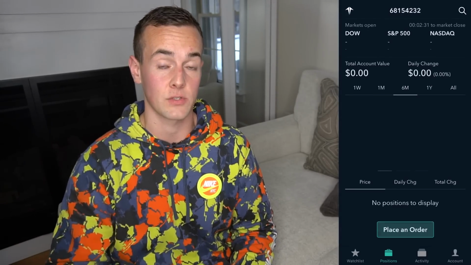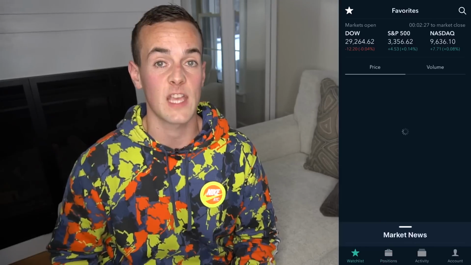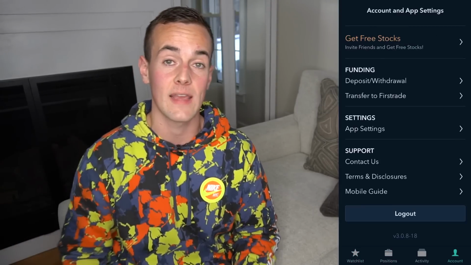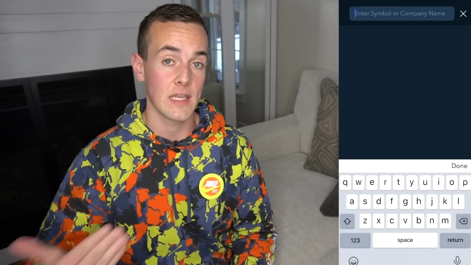Now, one of the reasons why I love them for dividend investors is because they offer a stock-level dividend reinvestment for free, and as I said already, they do not charge any fees. So you can have your dividends automatically reinvested back into the issuing stock, and they will do so with fractional shares, which allows you to remain fully invested.